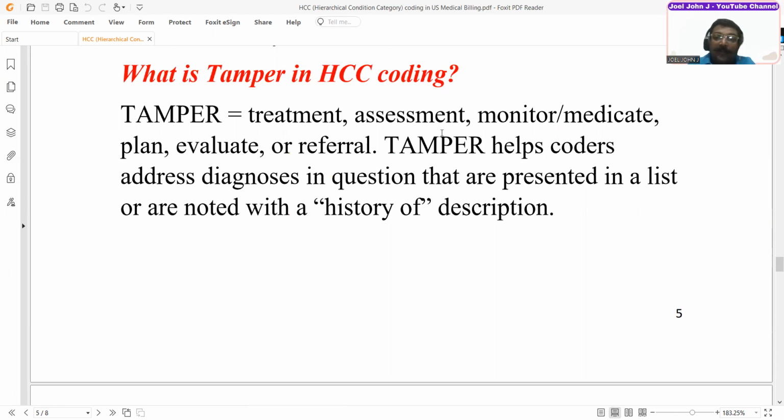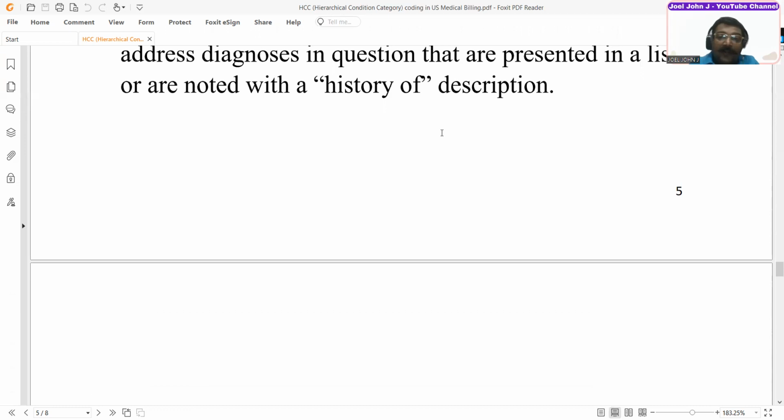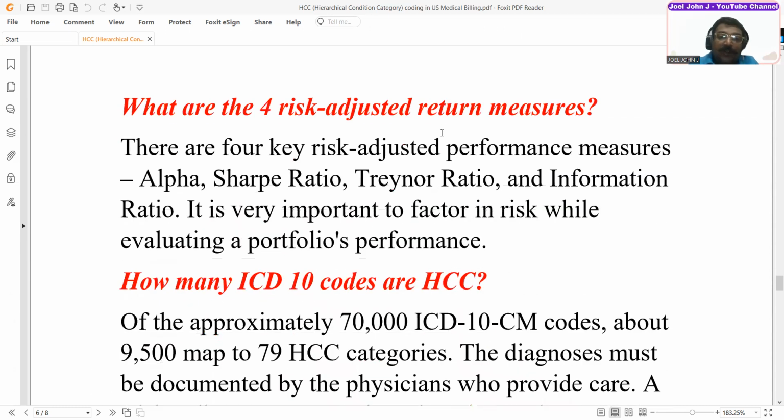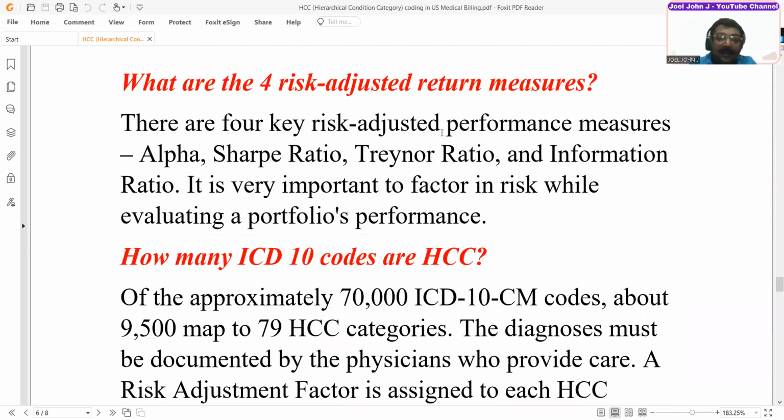So T in TAMPER stands for Treatment, A stands for Assessment, M stands for Monitor or Medicate, P stands for Plan, E stands for Evaluate, R stands for Referral. So TAMPER helps coders address diagnoses in question that are presented in a list or not noted with a history of description.